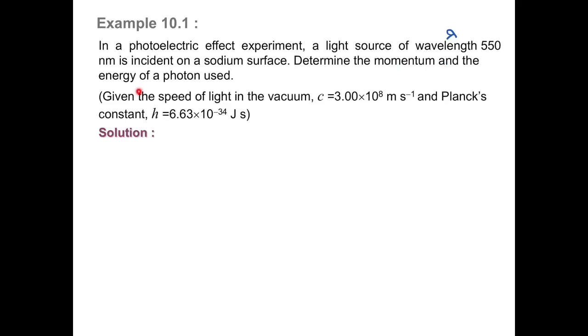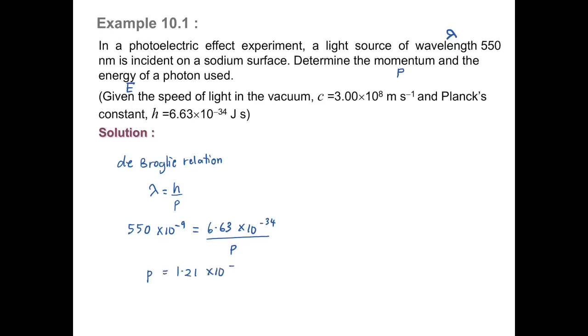So we are given the wavelength lambda and we are asked to find the momentum and also energy. To find the momentum p, we can use the de Broglie relation, in which lambda is equal to h over p. We want to find p, so we have lambda, which is 550 nanometer times 10 to the power of negative 9, and h is 6.63 times 10 to the power of negative 34, divided by p, which is what we want to find. Using your calculator, you will get p is equal to 1.21 times 10 to the power of negative 27 kg meter per second.